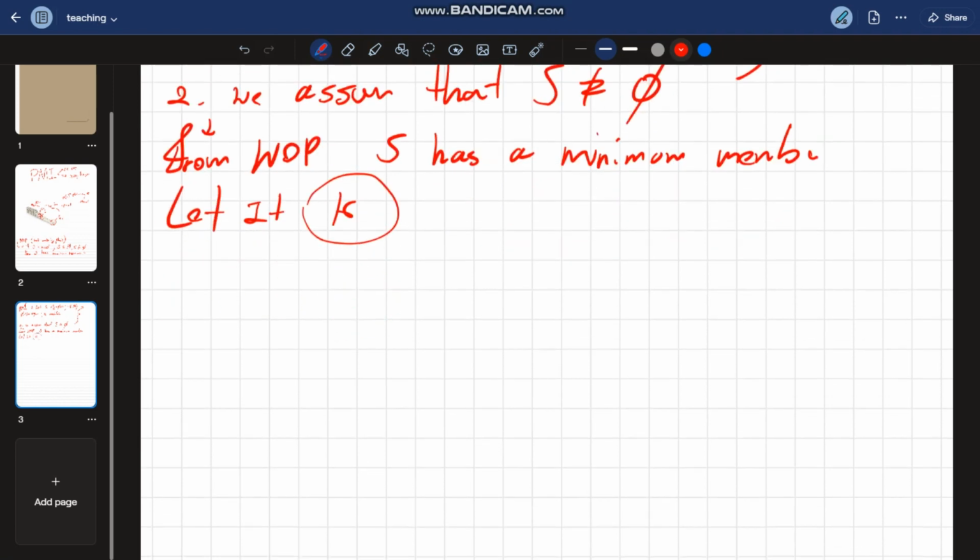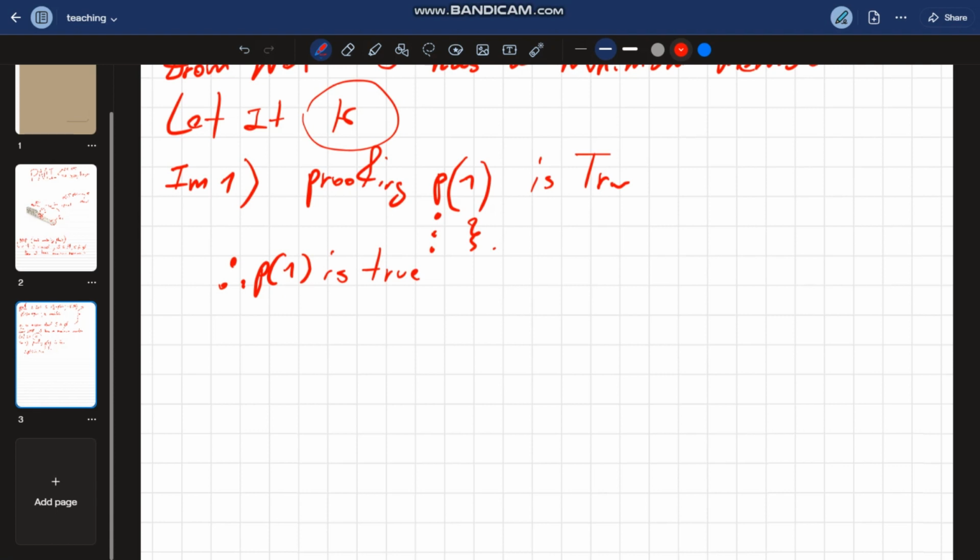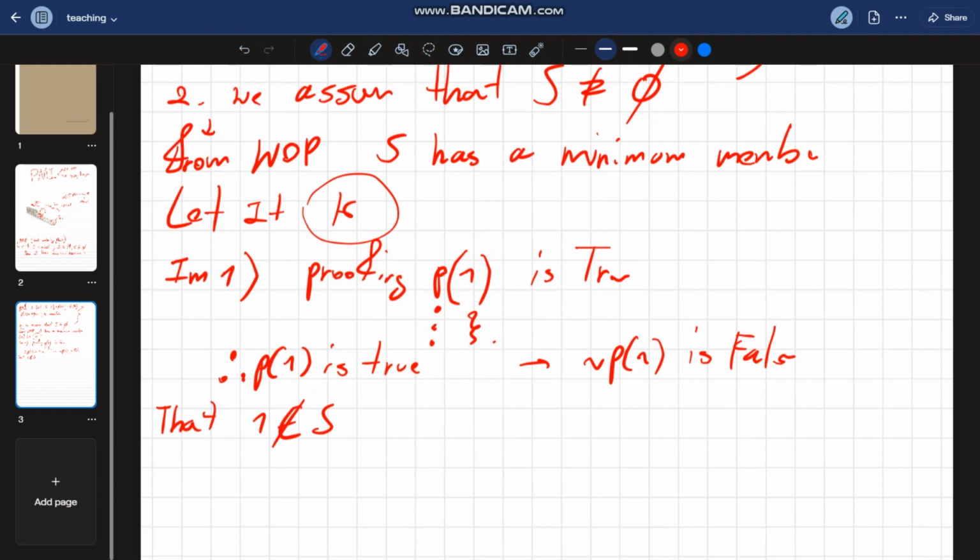The important part of this is that we first prove P(1) is true. If P(1) is true, that means not P(1) is false. In other words, 1 is not in S, because S is the set where P(n) is not true, but P(1) is true, so not P(1) is false. That makes 1 not in S.